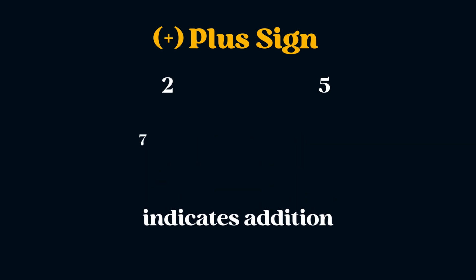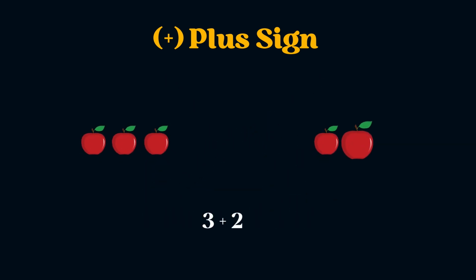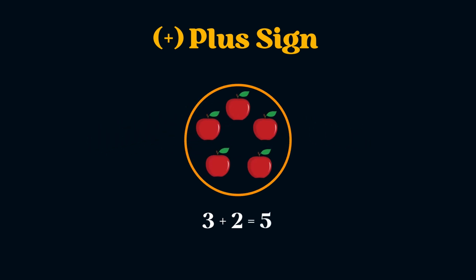50 math symbols explained. Number 1. Plus sign. The plus sign indicates addition, combining two or more quantities to find their total. For example, 3 plus 2 is equal to 5, meaning 3 added to 2 equals 5.